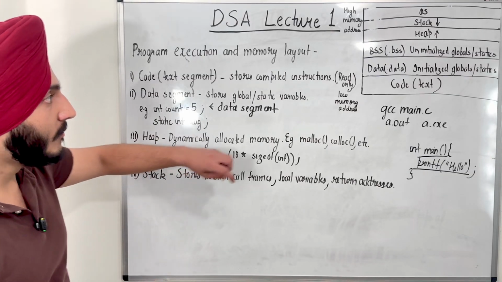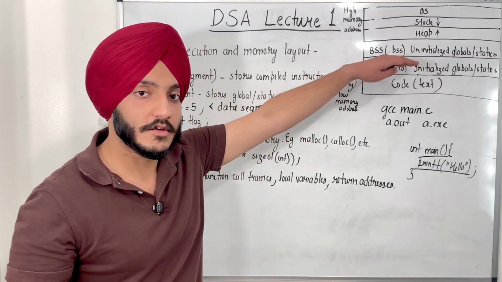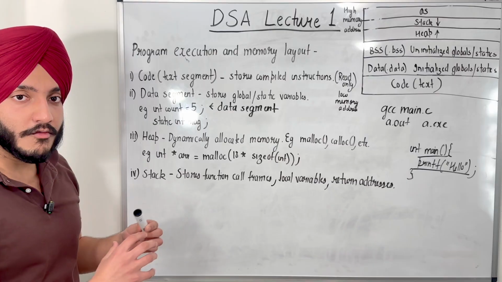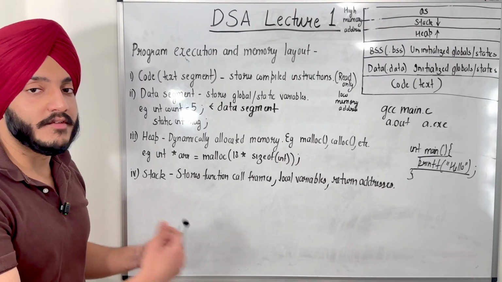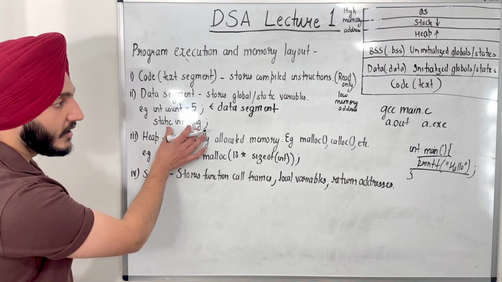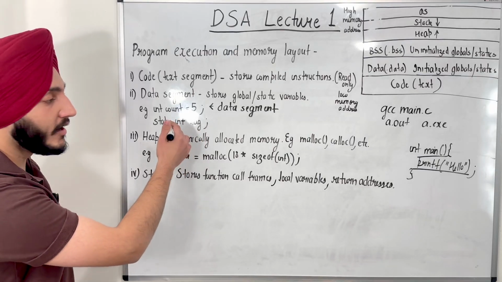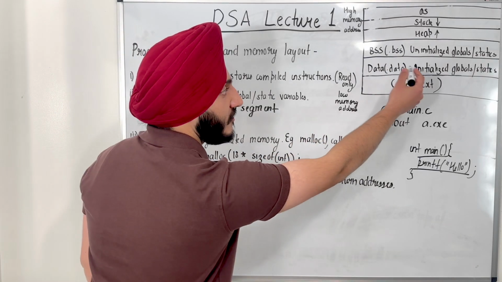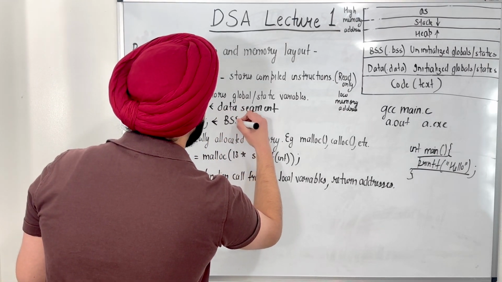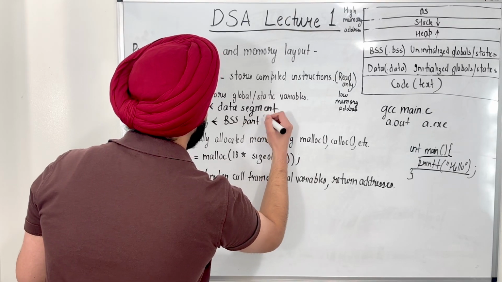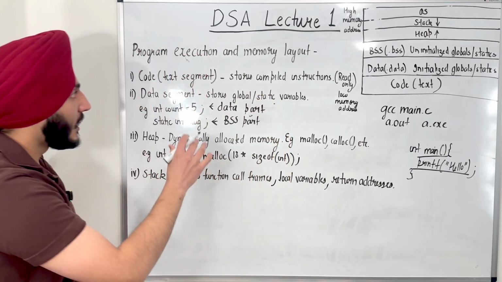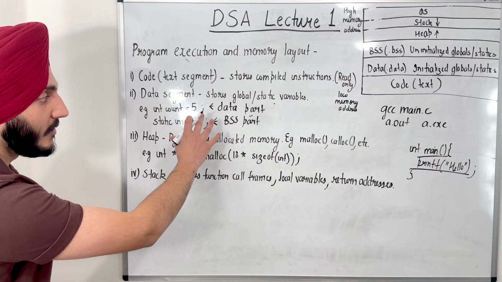And this one, BSS, is where you store the uninitialized globals/statics, right? Uninitialized meaning that we have created it and need memory for it, but we haven't given it a value yet. For example, let's say you create static int flag, and we just declared it in our code. Since we haven't given it a value yet, it's going to be stored in the uninitialized global statics part, so this will be in the BSS part. Okay, so I hope the code text segment and the data segment make sense to you guys.